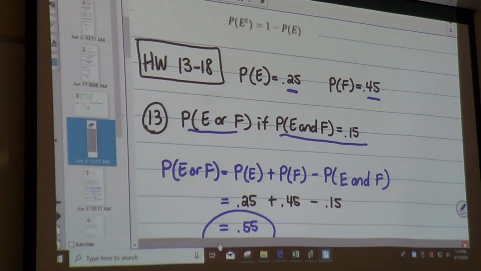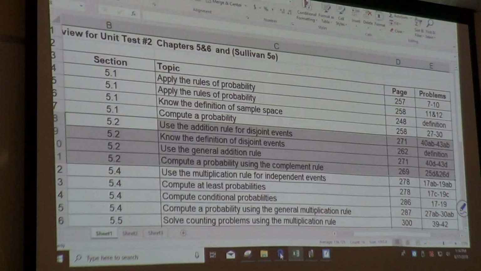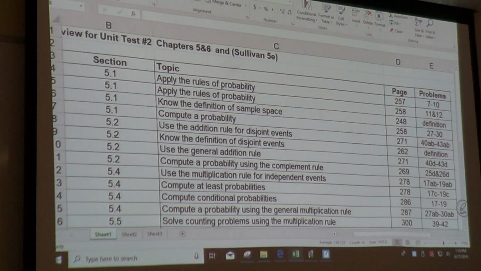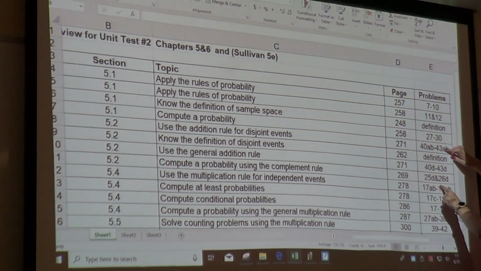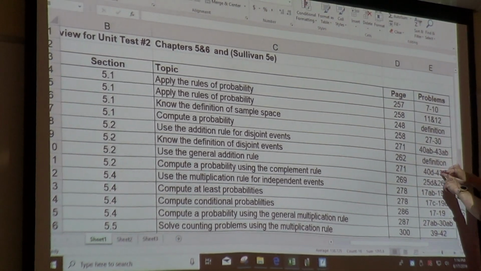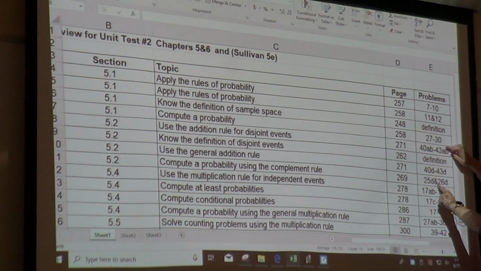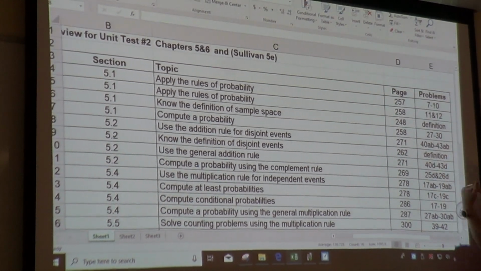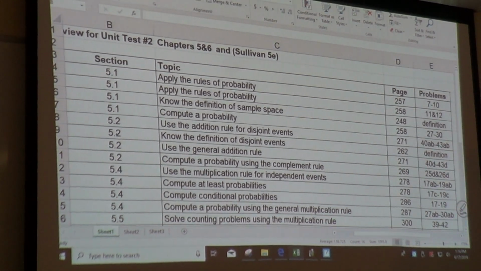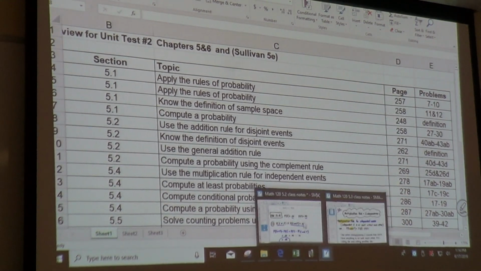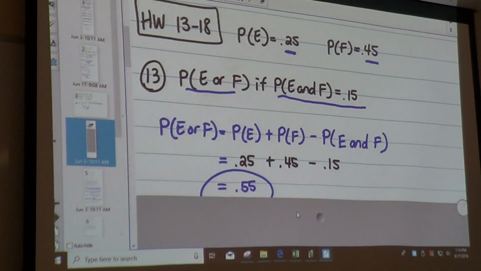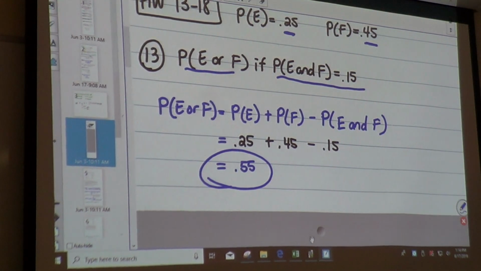Now, I am on 13 through 18 in 5.2. Let's look, y'all. Do you see 13 through 18 in 5.2? 13 through 18 in 5.2. We just need to know how to do this for the homework. All right, let's look at the next one together. Then I'll give y'all one.